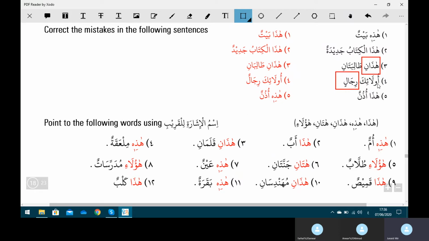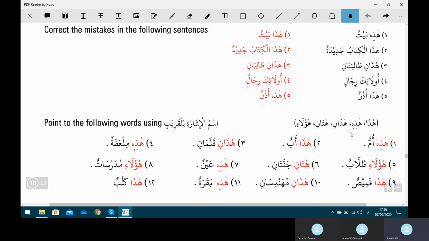So the mistake wasn't with number and gender agreement. The number and gender agreement is correct. Ulaika is masculine, rijal is masculine. Ulaika is plural, rijal is also plural. That's not a problem. The problem is the case ending. It's jar, but there's no reason for it to be jar. So it should have been rijalun. It should have been rough. Default is everything needs to be rough.